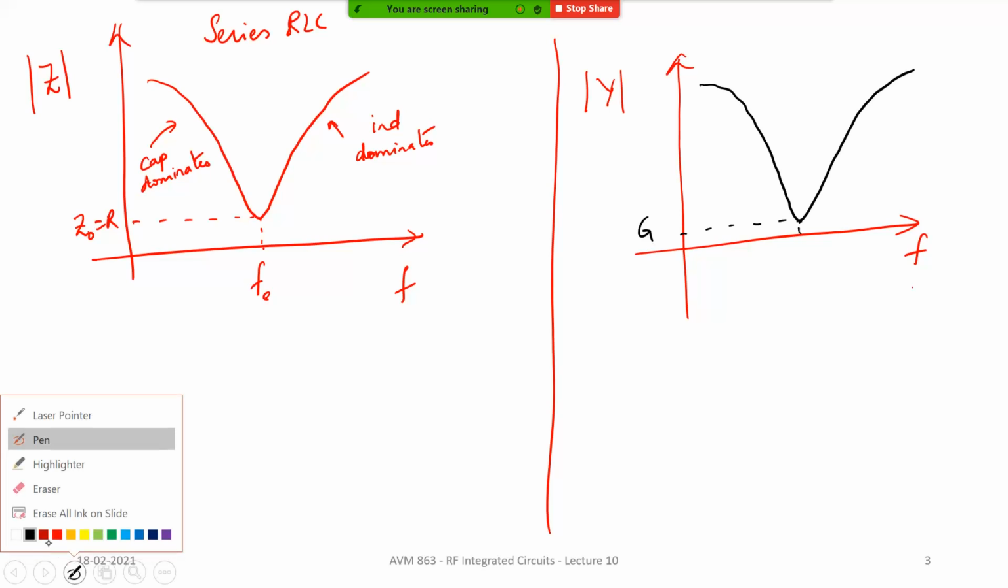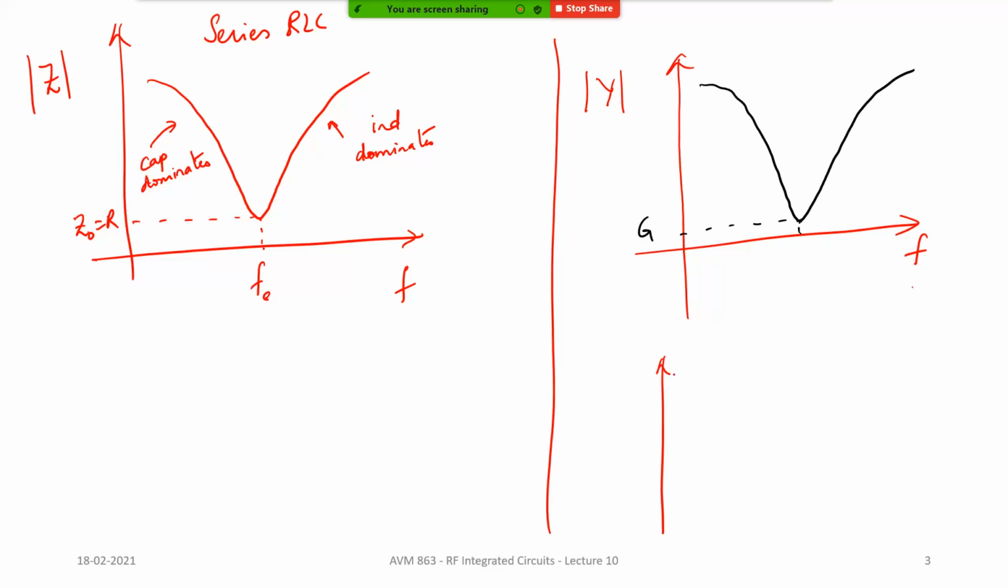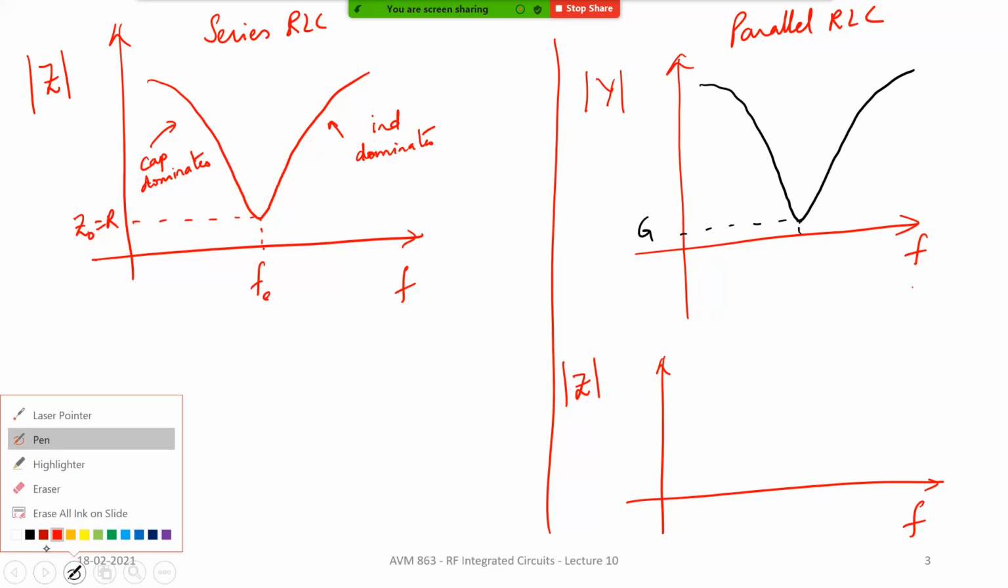Now, many times we are more interested in the Z. So if you plot the magnitude of Z across frequency for a parallel RLC, how will it look like? How will this curve look like?